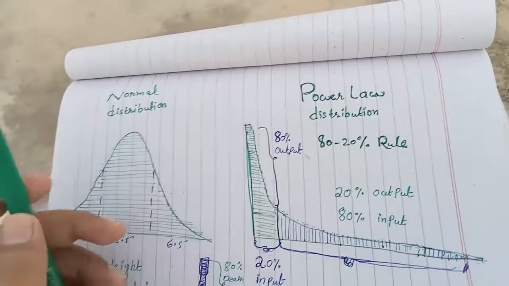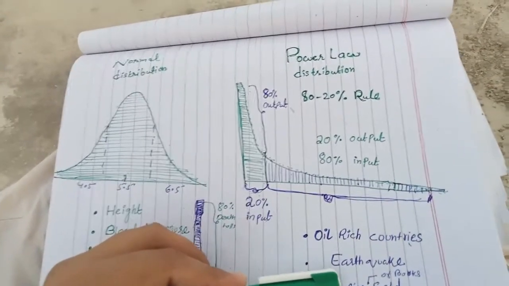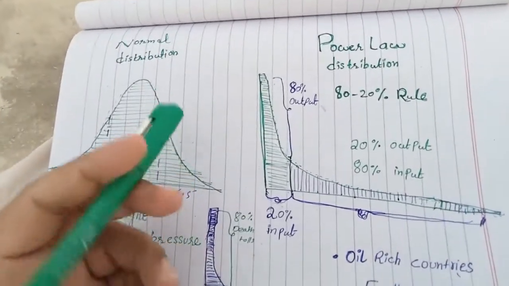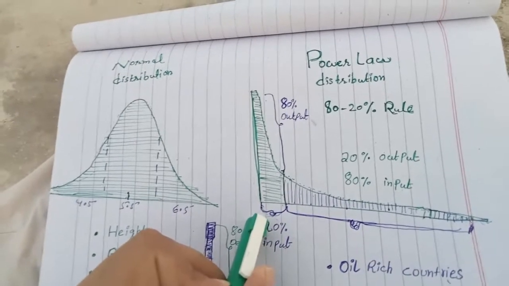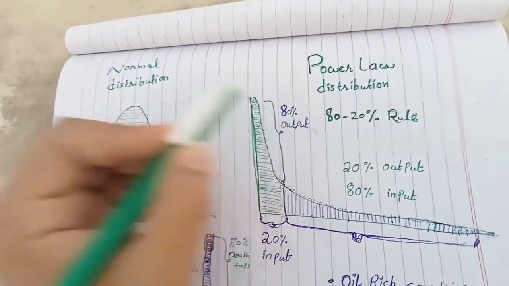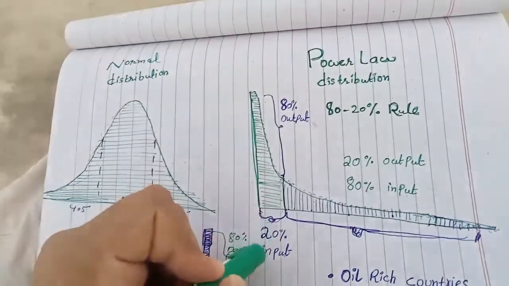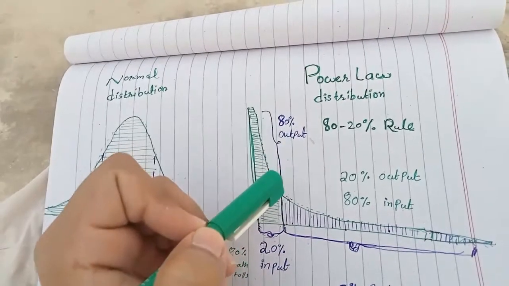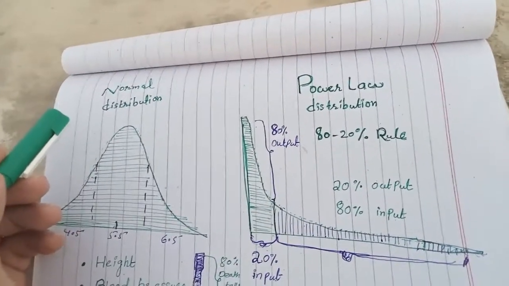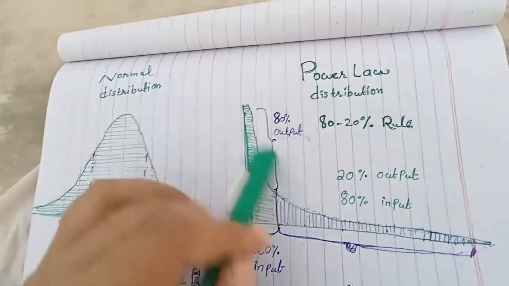Where can we use this kind of power law distribution? For example, oil-rich countries, earthquakes, copies of books sold, right? Taking the first example, oil-rich countries, we can say that 20% of the countries in the world produce 80% of the oil. You can see Saudi Arabia, UAE, Iraq, Iran. These are the countries in that 20% which produce 80% of the oil, and the remaining 80% of countries produce only 20% of the oil. So we can show this kind of scenario with this distribution.